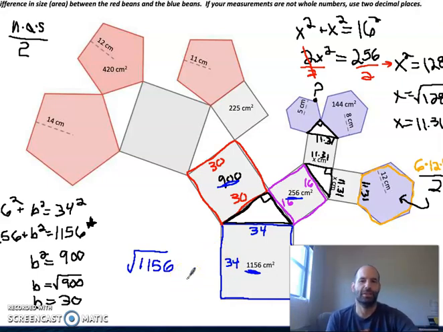All right, that's it. You got to do the rest on your own, and then there's a second one where you got to start from the beginning. Same question: what's the difference in size between the red beans and the blue beans? So what that means is you calculate the area of all the red beans, calculate the area of all the blue beans, you add them up, right? You add up the red, you add up the blue, then you subtract. You find the difference between the two. How much bigger is one than the other?